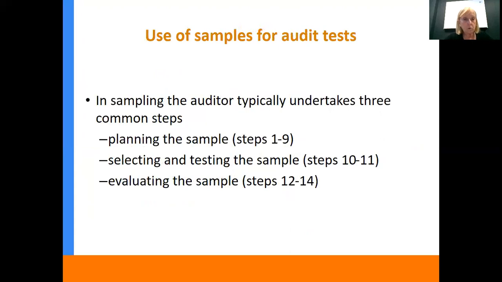Now, using samples for audit tests. This is where I really want to pick up. So this is slide number 9 that we're looking at here. In sampling, the auditor takes 3 phases. There's 3 phases or 3 steps to this. One is to plan the sample, and you can see there are 9 steps in that. Selecting and testing the sample and evaluating the sample. Now, I just want you to be able to follow through these things and understand what's happening at each step.